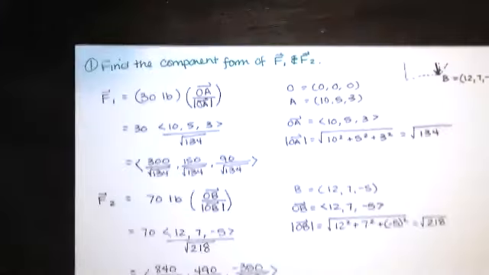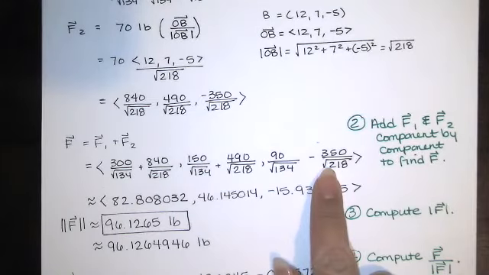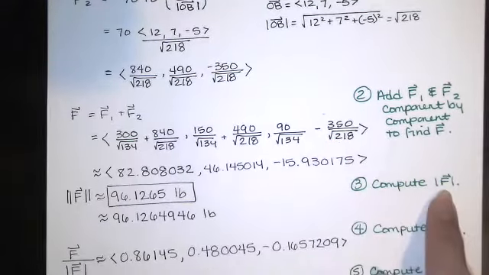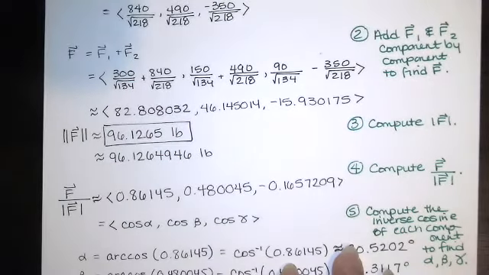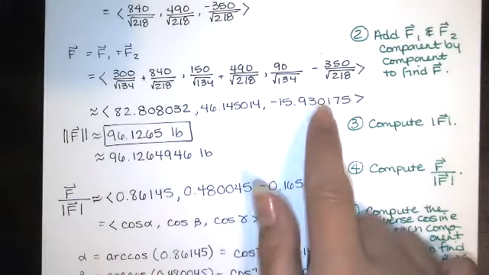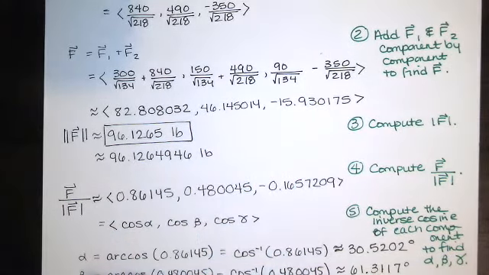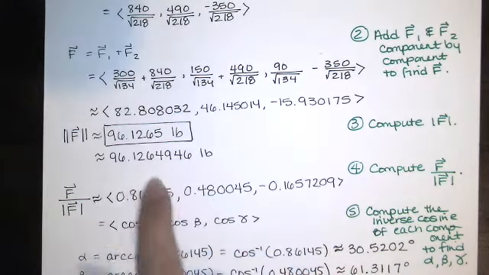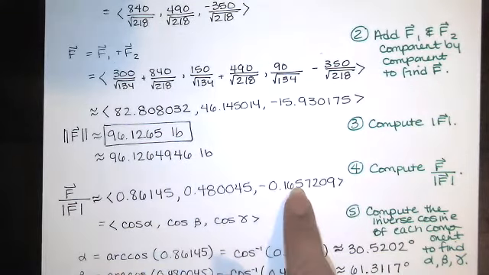So you find component forms of those, add component by component to get the resultant force F, and then compute the magnitude. Take the components, square them, add them, and take the square root. That gives you this. Then if we want direction angles, we need to compute the unit vector in the direction of F. So we take these three and divide them by the magnitude, which is about 96 pounds. So we did this divided by this to get this number, this divided by this to get this number, and this divided by that to get this number.